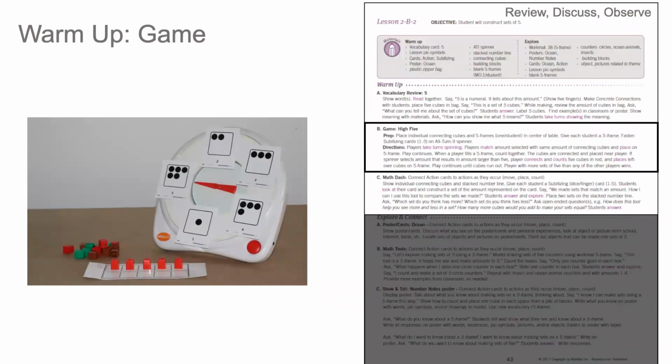Once our vocabulary word is reviewed, the next lesson activity is the game. This game is one that has already been played in a previous lesson, but it supports the current lesson objective. To know the materials that are required for the game, read through the directions in the prep, and then the directions for the game are listed within the directions section.